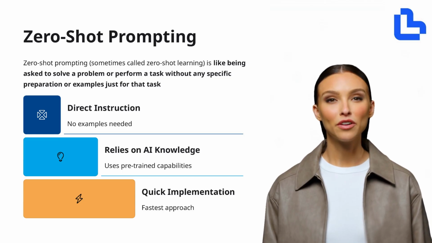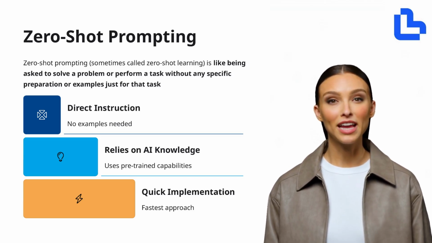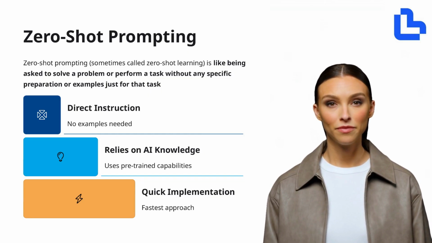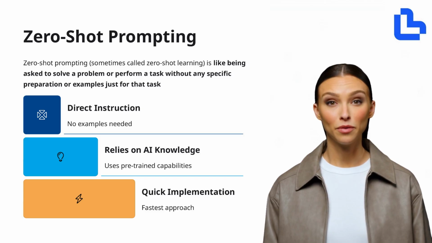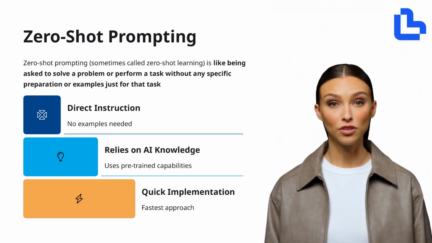Let's now explore one of the most straightforward and widely used prompting techniques, zero-shot prompting. This method is all about giving the AI a direct instruction without any examples and relying on its pre-trained knowledge to generate a response. Think of zero-shot prompting like asking a new team member to complete a task based solely on your instructions without showing them how it's been done before. It's fast, efficient, and surprisingly effective, especially when your prompt is well-structured.